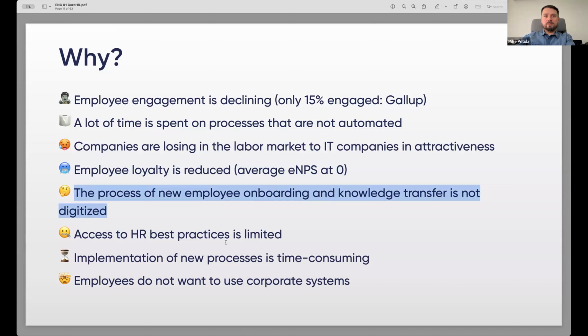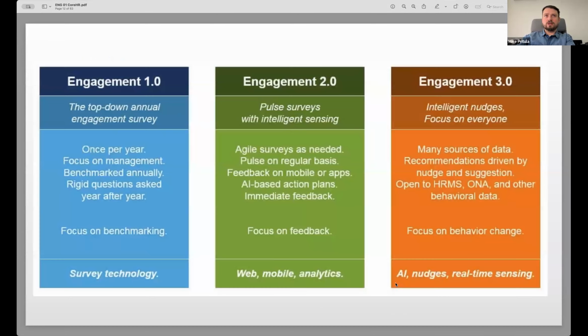Access to HR best practices is limited for so many companies, countries and HR managers. Implementation of new processes is time-consuming, and employees do not want to use corporate systems. So we have so many problems, difficulties and obstacles, but if we do the correct things, if we go in the correct way, we can solve almost all of this. And with the help of HR automation, we can do a lot.